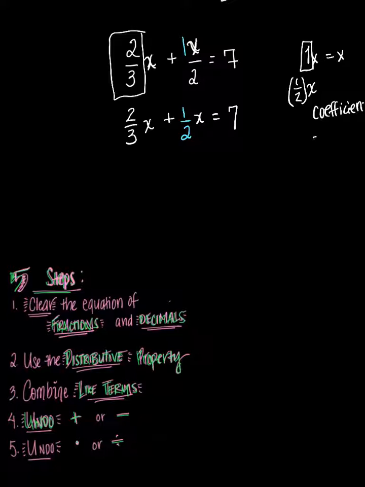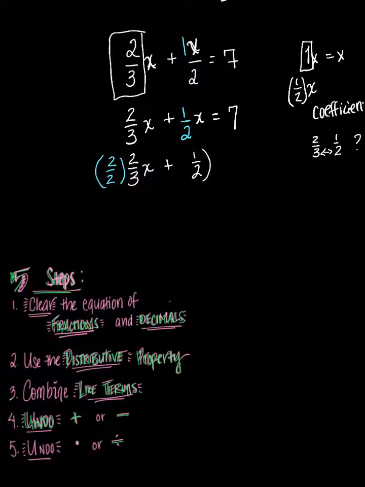So how do I get 2/3 and 1/2 to have the same denominator? Well, hopefully you recognize that I can just multiply the denominators by each other. So I'm going to multiply 2/3 x by 2/2, and I'm going to multiply 1/2 x also by 3/3, set it equal to 7.